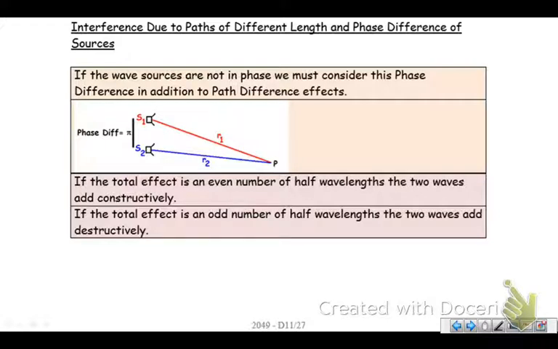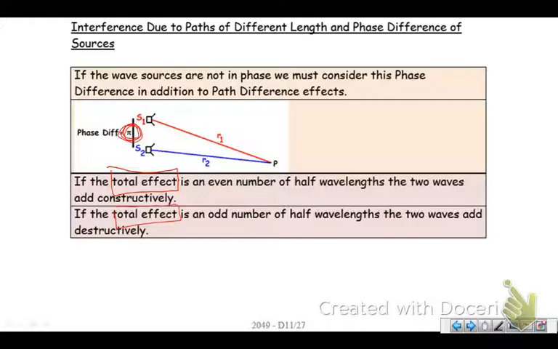Interference due to path difference and a phase difference. If the phase difference is pi, then if the total effect is an even number of half wavelengths, we get constructive. So now we're not saying the path difference. We're saying if the total effect is an even number, it's constructive. If the total effect is an odd number, it's destructive. So it's the same rule. It's just that rather than talking about path difference, we're talking about the total effect, the phase difference between the speakers and the path difference. Yes?